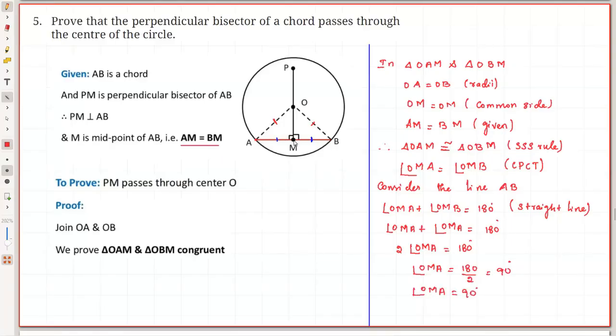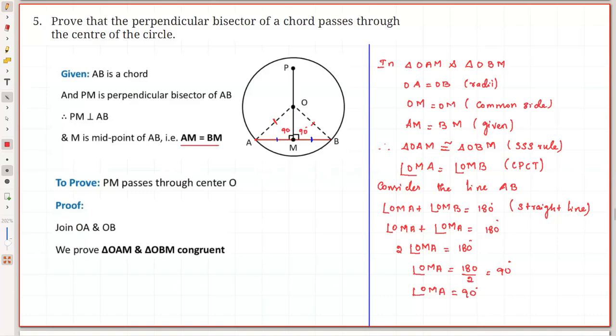I have proven that this is 90 degrees. And these two triangles are congruent. Therefore, this is 90 means this is also 90. So OM is the perpendicular bisector of AB.